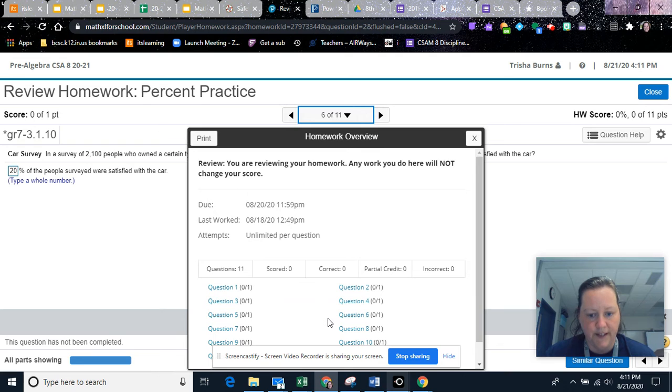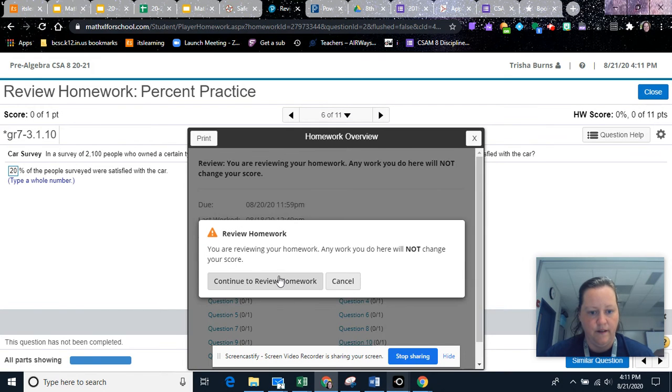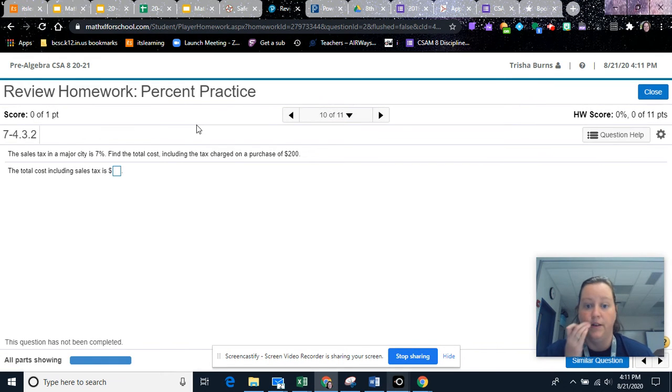Next, I want to show you number 10. And you will want to click on Improve Score, not Review, which is what I'm on. But if you go to Improve Score, then you'll be able to get this. It says the sales tax in a major city is 7%. Find the total cost, including the tax, charged on a purchase of $200.